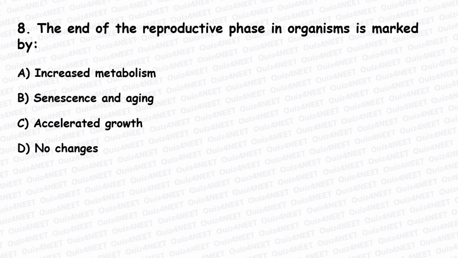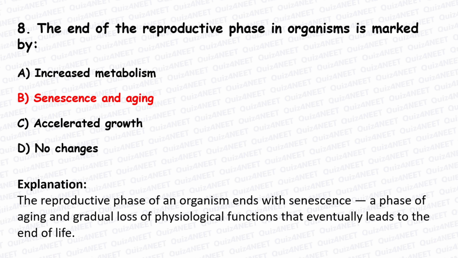8. The end of the reproductive phase in organisms is marked by: A. Increased metabolism, B. Senescence and aging, C. Accelerated growth, D. No changes. The right answer is B. Senescence and aging. Explanation: the reproductive phase of an organism ends with senescence, a phase of aging and gradual loss of physiological functions that eventually leads to the end of life.